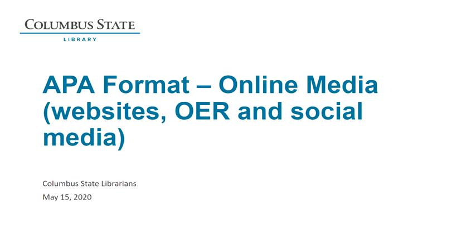When using APA format for a paper or project, you'll be required to cite the original sources of any outside information you include. This is to give credit to the original authors and to avoid plagiarism. In this video, we'll discuss how to write citations for online media, that is to say web pages, websites, social media, and open educational resources, also known as OERs.